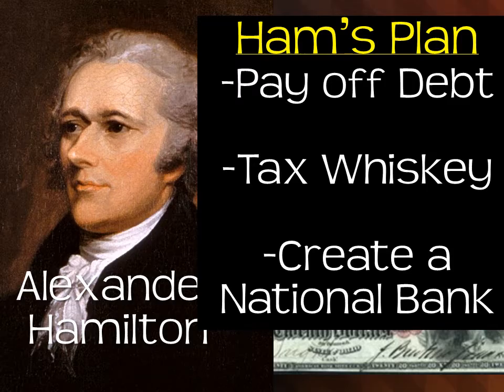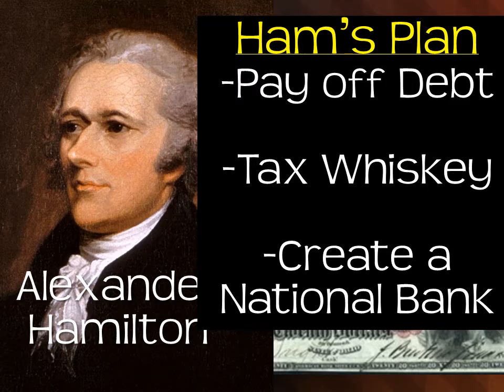That's very true for every country who fights in war. They typically have to borrow money and therefore are in debt. Well, in order to pay off debt, the government needs money. And the best way for a government to get money is to tax something. So Hamilton's plan was to tax whiskey and people who made whiskey.